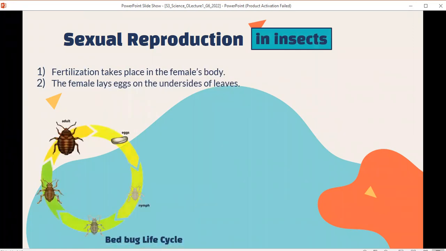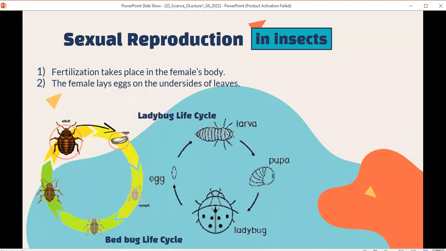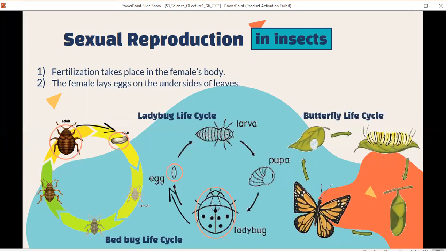Let's take the example of the bugs. The female bug lays eggs. It is oviparous. Bugs are insects. Also, ladybugs are insects too. The female ladybug lays eggs. The butterfly is another example of insects. The female butterfly lays eggs on the leaves. Bugs, ladybugs, butterflies are examples of insects.